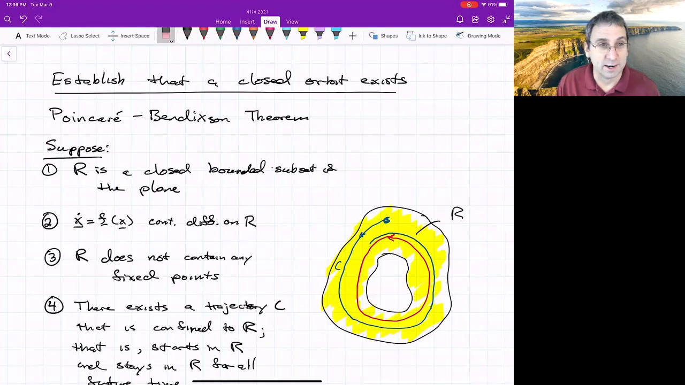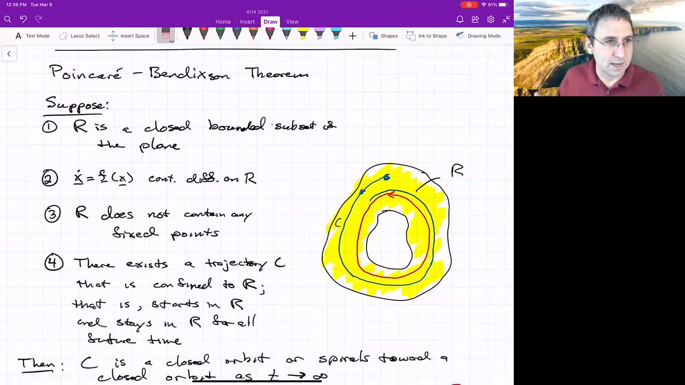Recently we were looking at limit cycles, which means isolated periodic orbits. One of the few well-known results for 2D vector fields is the Poincaré-Bendixson Theorem. So I'm just showing what I wrote last time. It establishes that a closed orbit exists.